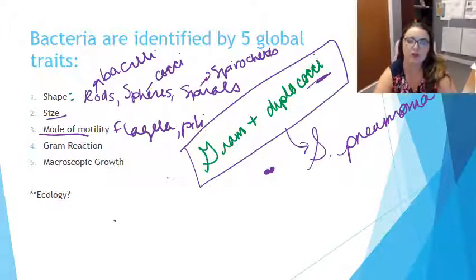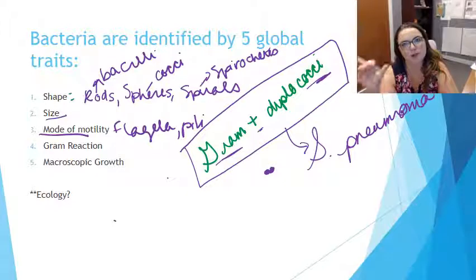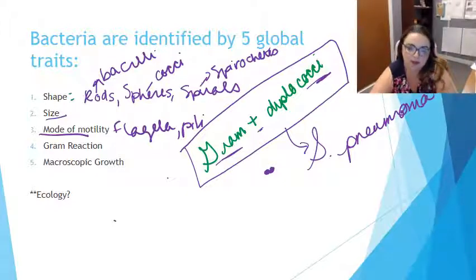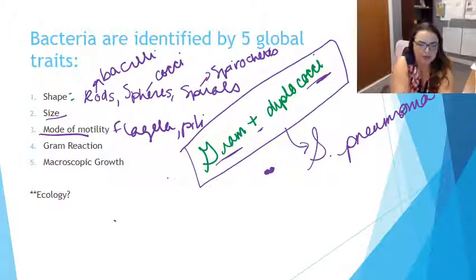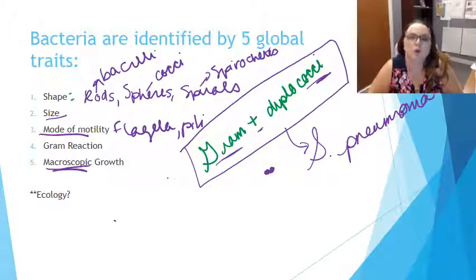Gram reaction. So I mentioned that here. So this is a gram positive. That means that it has that really thick peptidoglycan that stains really well using a gram stain. If it doesn't have the thick peptidoglycan, it becomes a gram negative organism. Okay, and then the last thing is macroscopic growth. So basically, how are we able to grow out this organism? What type of media works best? Does it require oxygen? What are its metabolic requirements?